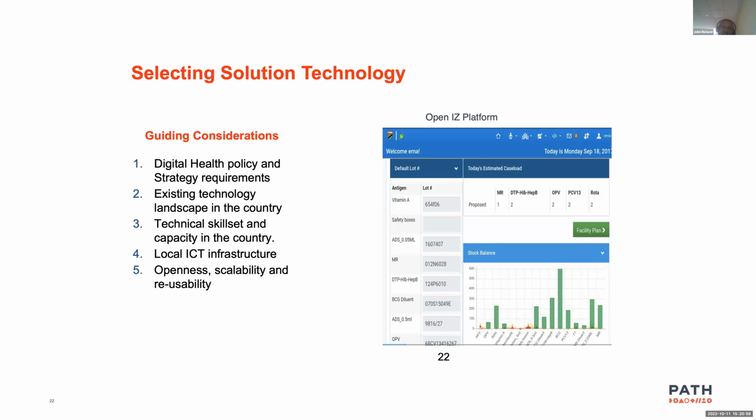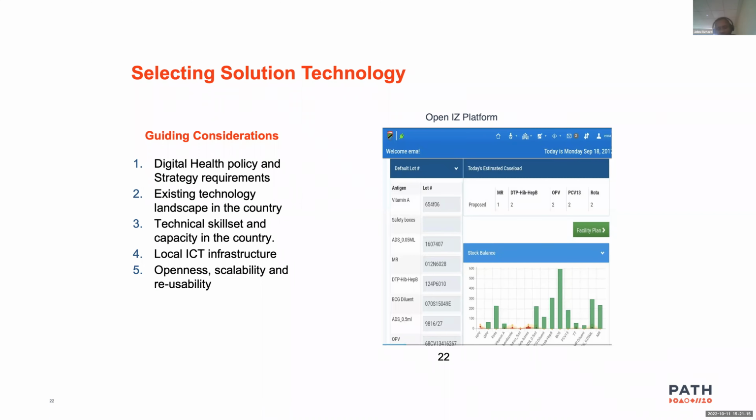You also need to look at the infrastructure that is in place. For example, if you want to bring a solution, let's say a mobile solution, you also need to look at the infrastructure to ensure that the infrastructure really supports the solution.